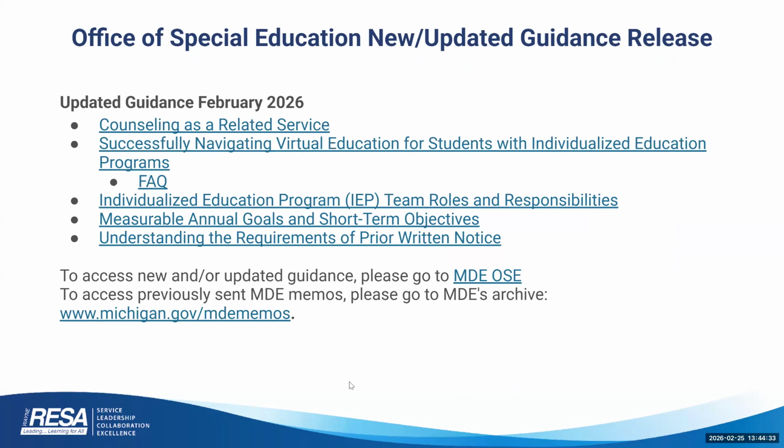We did get hit pretty hard with special education, just new and updated guidance from MDE. They released a lot of documents this month, so I just wanted to highlight those. The first one was counseling as a related service. The second document was successfully navigating virtual education for students with IEPs, and they also came out with a fact sheet. We have another one, the individualized education program, the IEP team roles and responsibilities document, was updated. We also have the measurable annual goals and short-term objectives guidance, and then understanding the requirements of prior written notice. So those were sent out this month, so I just wanted to highlight their release here if you haven't received them already. Next slide, please.